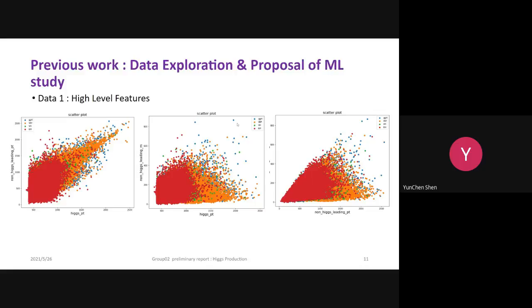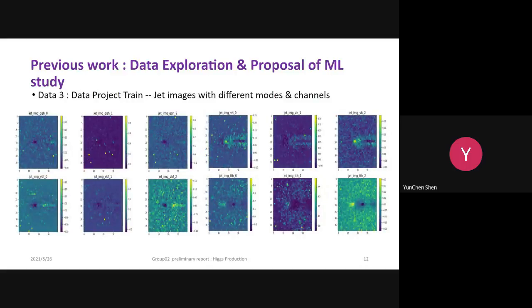Therefore, we think training more features is the better way. And for the last kind of data, we reconstruct events and plot the jet images with different modes in three channels, just like these three. According to the images, we observe they are slightly different. Therefore, we think we can apply a CNN model or other image training ways to distinguish the production modes. And for the next page, I will hand over to Xiao Keyan.